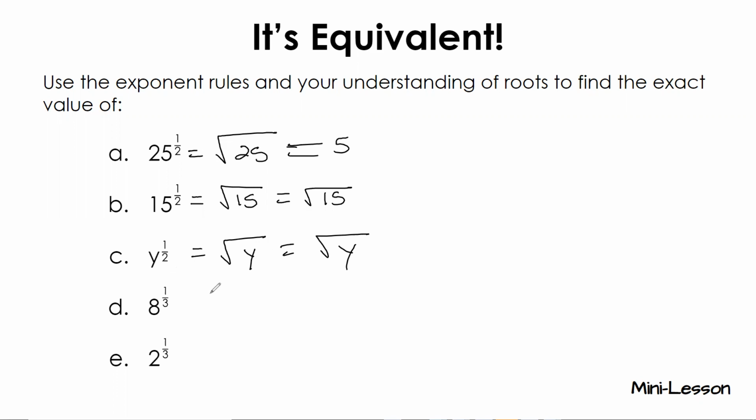Okay. The next one is a little tricky. Okay. So on the next one, we're going to write this where 8 is going to be underneath the radical. 3 is going to go in this little cubby hole. Now, what's the cubic root of 8? Somebody just said it. 2.